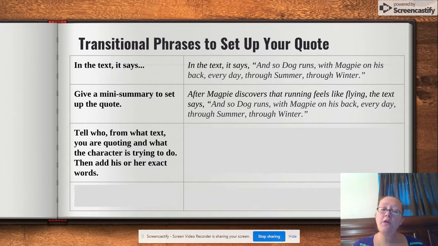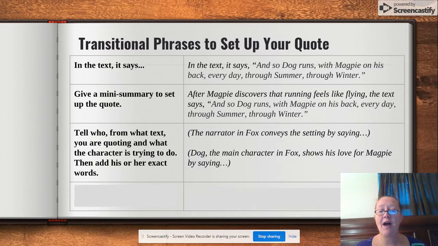You also could make sure that you're being very specific about what text you're quoting from, and what the character's trying to do before you use their exact words. So I might say, "The narrator in Fox conveys the setting by saying, 'Dog runs with Magpie on his back every day through summer, through winter.'" Or I could say, "Dog, the main character in Fox, shows his love for Magpie by saying, 'You can be my missing eye and I will be your missing wing.'"